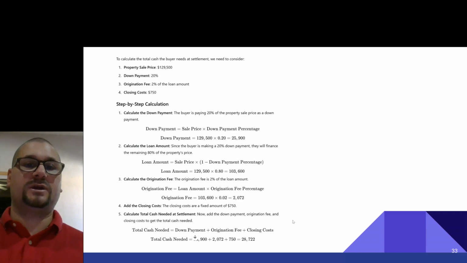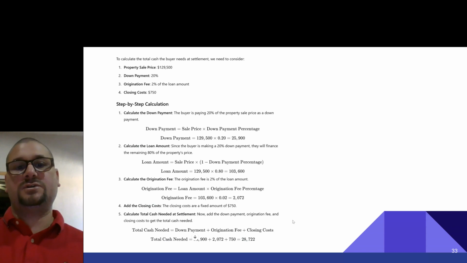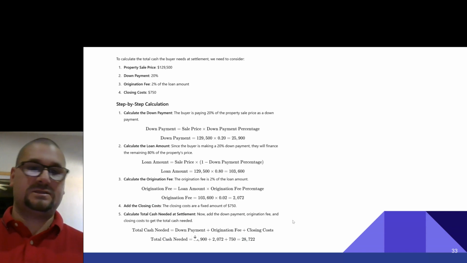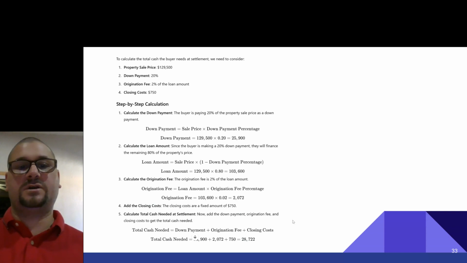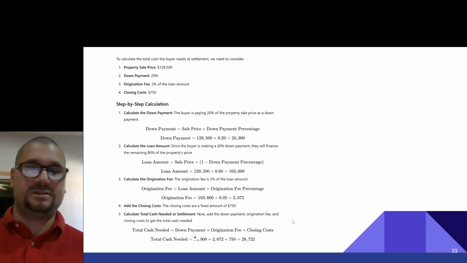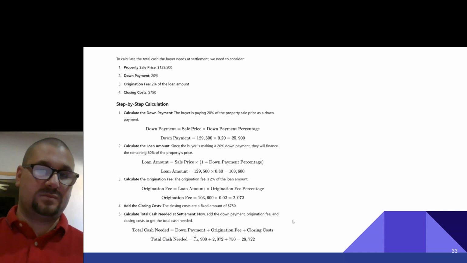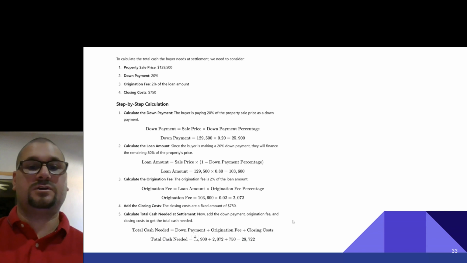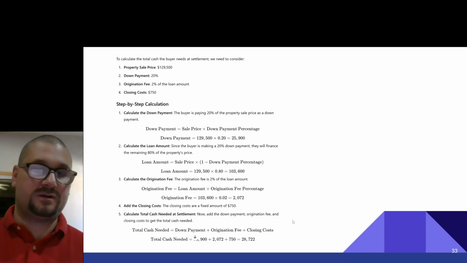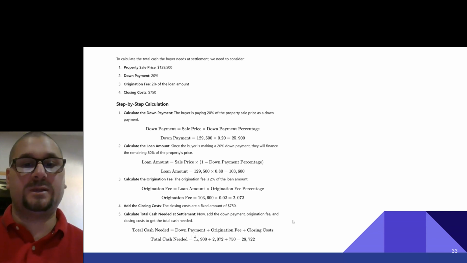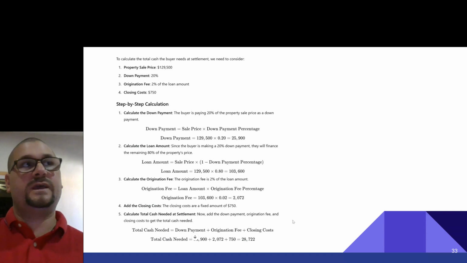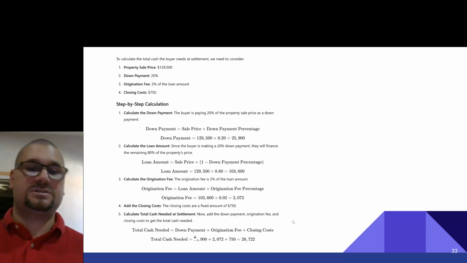So he's got to calculate the total down payment. 129,500 times 20% gives you 25 grand. For the total loan, he's putting 20% down, so it's 129,500 times 80%. Then you calculate your fee, which is 103 grand times your 2%, so $2,000. Total cash is going to be your closing costs, your origination fee, and your down payment. So you add those three things up. The closing cost is $750. Your origination fee, right? The MLOs, the mortgage loan originators, have an origination fee. It's $2,000. And then your down payment is 25 grand.